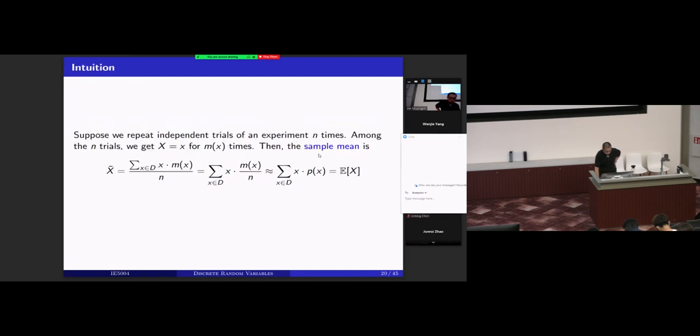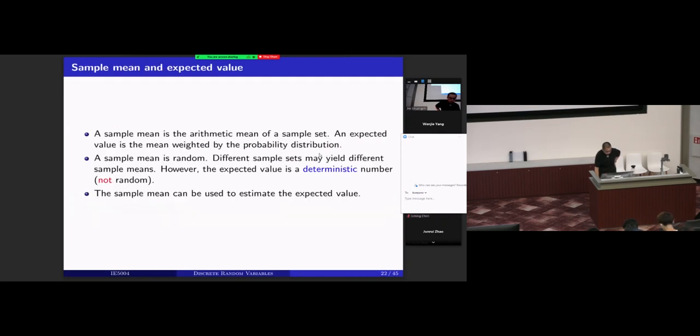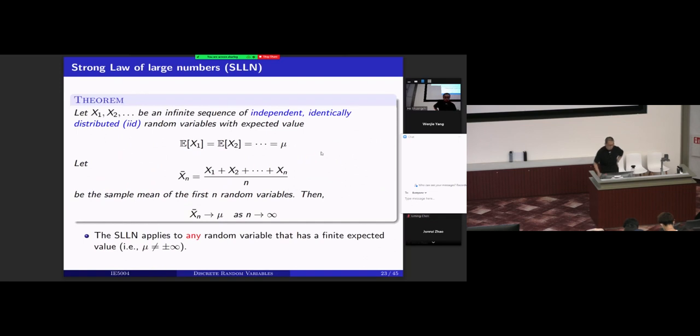And actually, this result is the very well known strong law of large numbers. So this theorem just talks about what I explained just now. The sample mean will converge to expected value as the sample size goes to infinity.